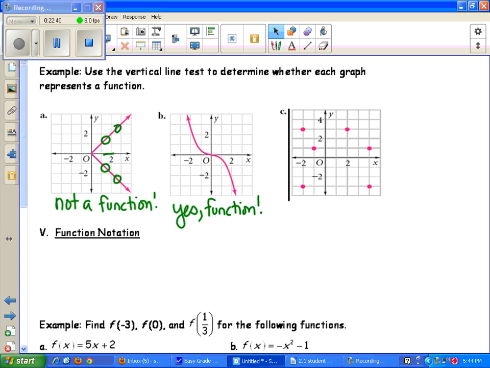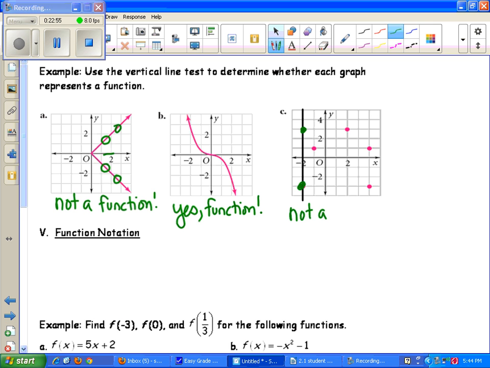Over here, for C, we would do the same thing, and notice right when we get here, it's hitting at those two spots, this point right here and this point right here. Since it hits in two places, I can say right then and there that this is not a function.